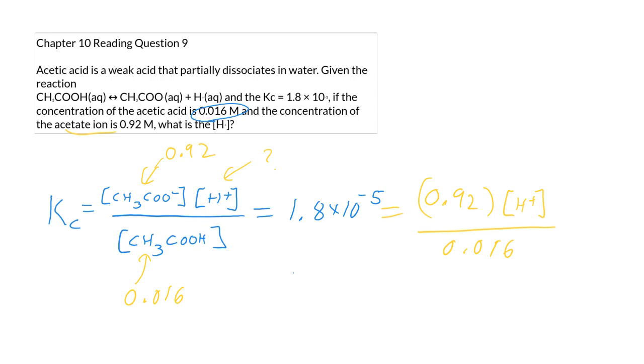And you do your algebra, and you wind up with 1.8 times 10 to the negative 5 times 0.16 divided by 0.92, and that gives you 3.1 times 10 to the negative 7 molar as your concentration of your hydrogen ion.